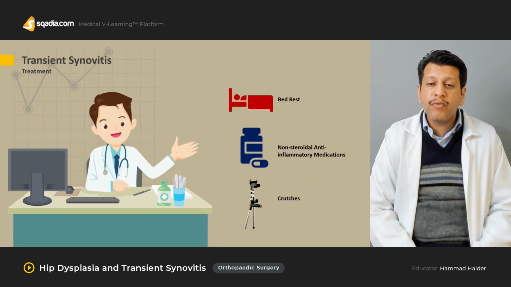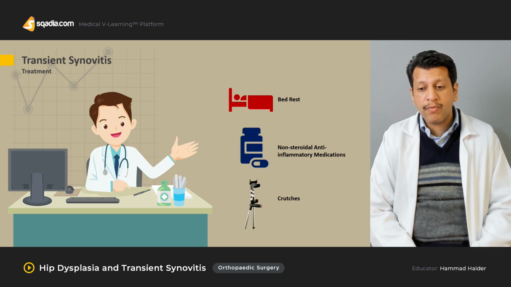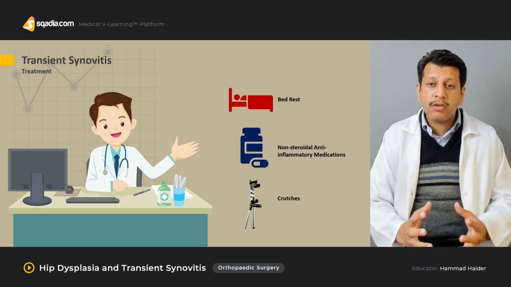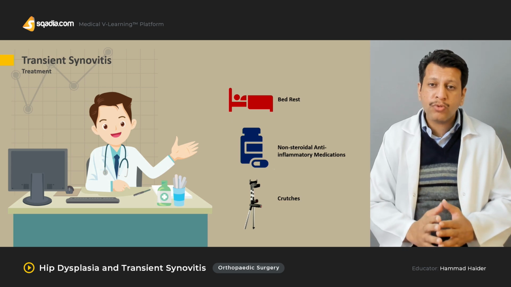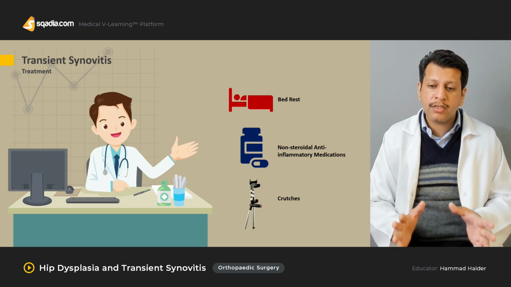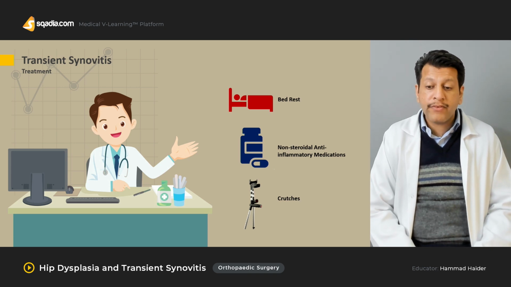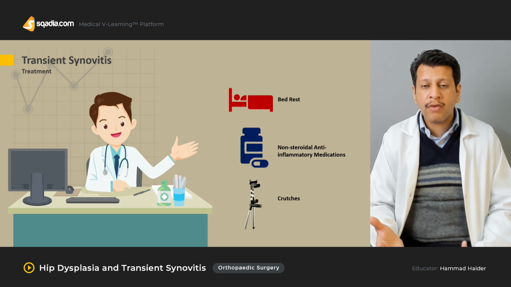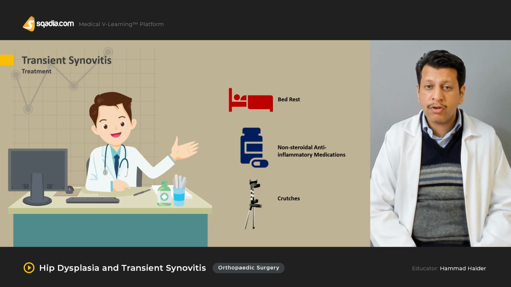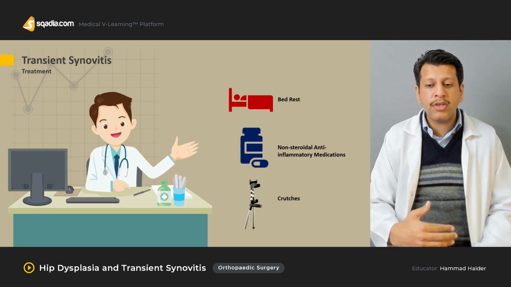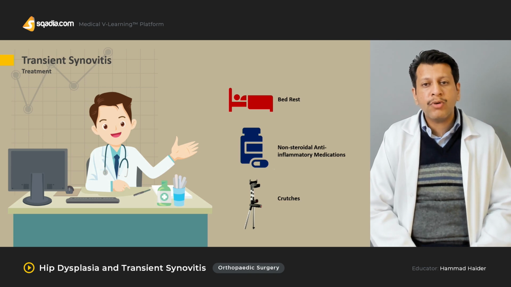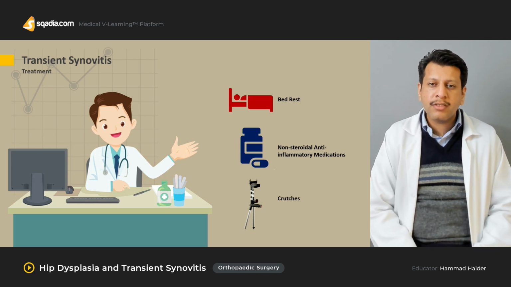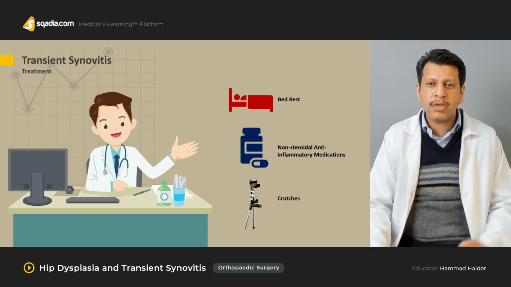From then onwards, we will be moving on towards the treatment of transient synovitis. Most important to know is that there is no surgical treatment. Most commonly the treatment is symptomatic and conservative. First and foremost is bed rest: you ask the patient to continue rest and put the limb in the most comfortable position, along with the use of non-steroidal anti-inflammatory medicines, whether oral or IV, along with the use of crutches to give the limb support. With the passage of time, usually the synovial effusion resolves and the patient becomes normal.